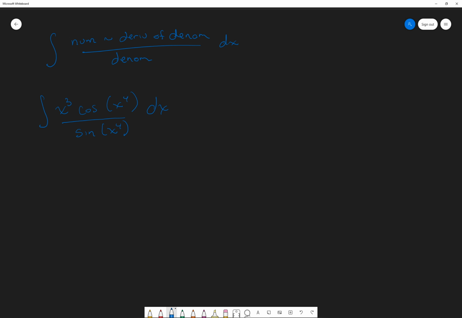Okay. Well, again, we have something where the numerator looks like some sort of derivative of the denominator. That's how we have to do it. So let's say u, it's got to be the denominator. So we let u be sine of x to the 4. Okay, so what is du by dx?